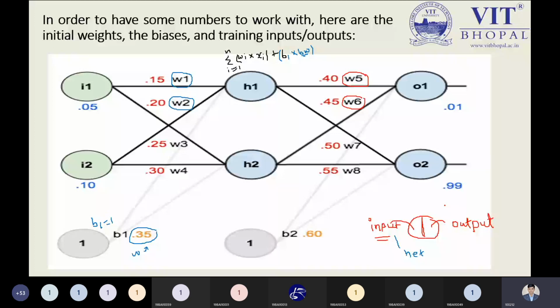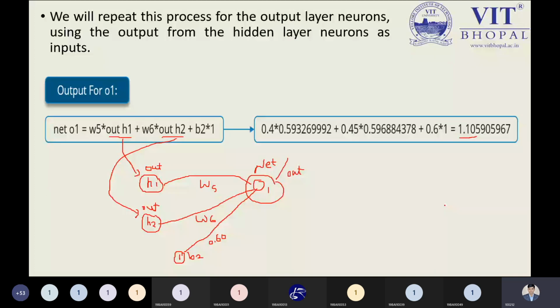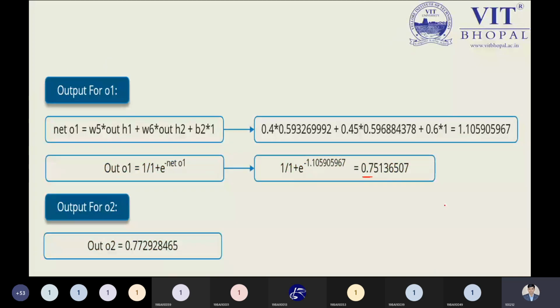Now let us move to the next part, getting the error. So far the concept is clear. How are we getting the out O1 value and out O2 value? Tell me, so far, any doubt? No doubt, sir. Okay.